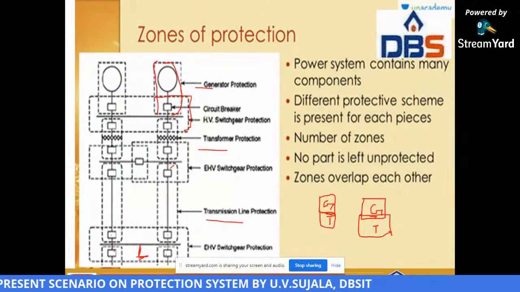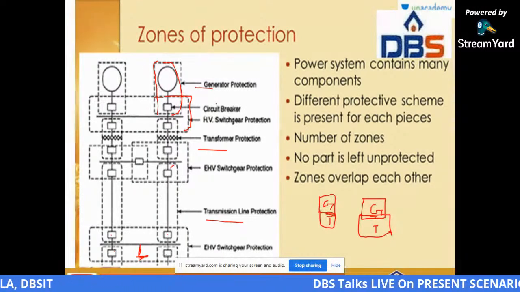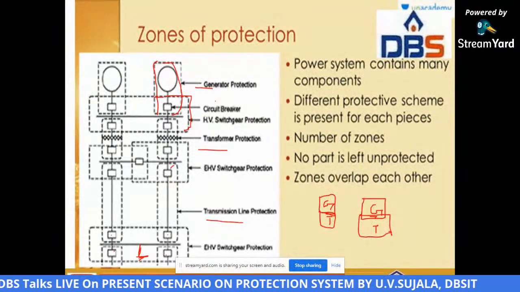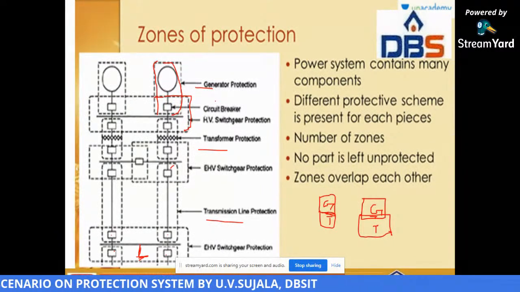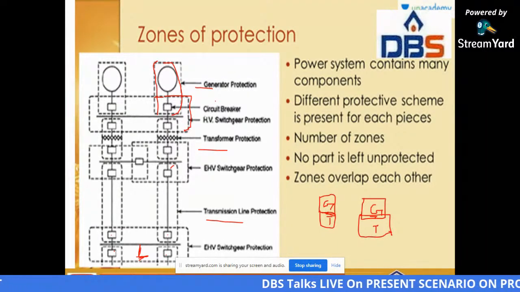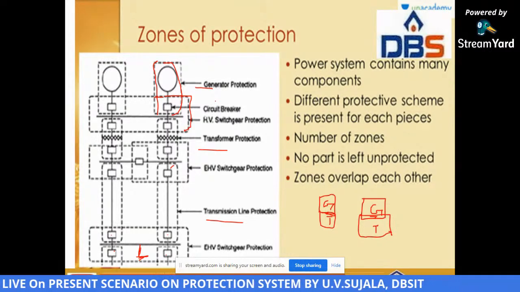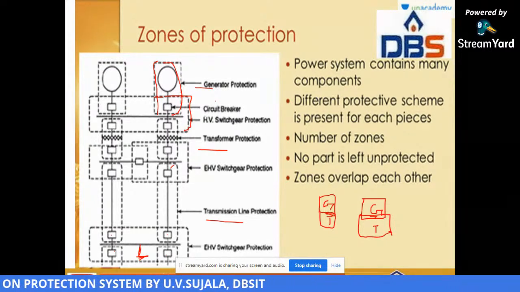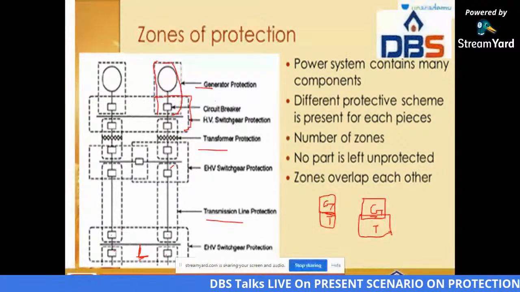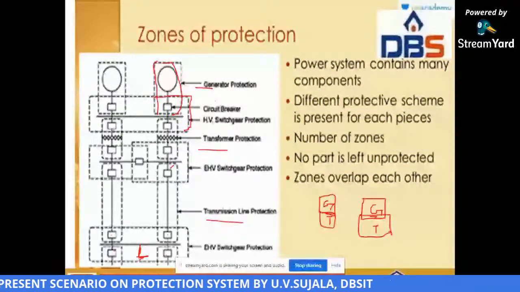So the main important point about overlap is that there must be primary and secondary zones. But if the primary zone does not act and does not open, then due to some lag time, up to 0.4 seconds, backup protection stays in standby form. After completion of 0.4 seconds, the backup protection will become active. So that is for the generator and transmission.